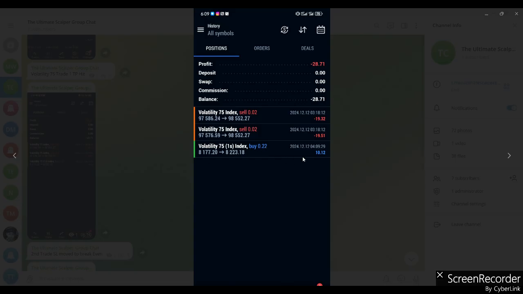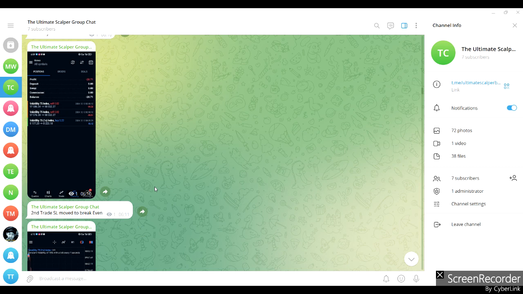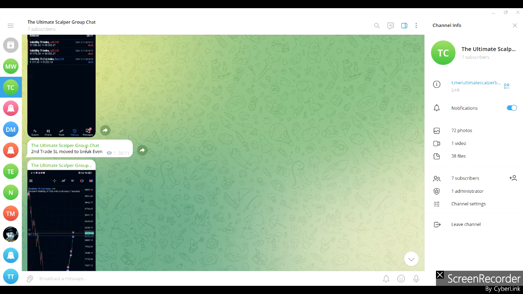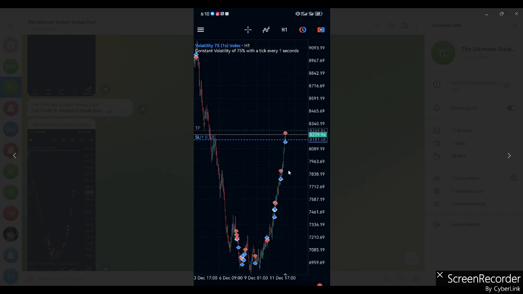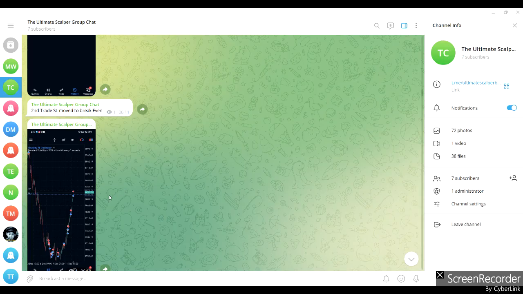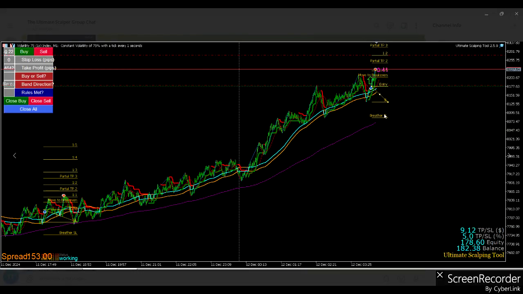So Volatility hit TP. I was down 38, right? So now I made $10 back, and then I was slightly going down. Then because I had entered two trades, one I moved to break even, and the other one I closed off into profit. This is how it looked. My stop loss is now above the entry point, and I'm targeting a 1:2 on the second trade.